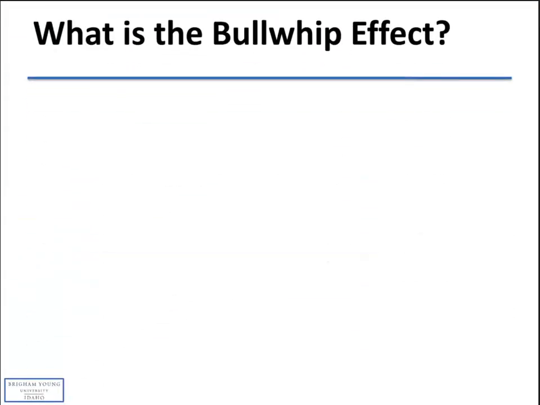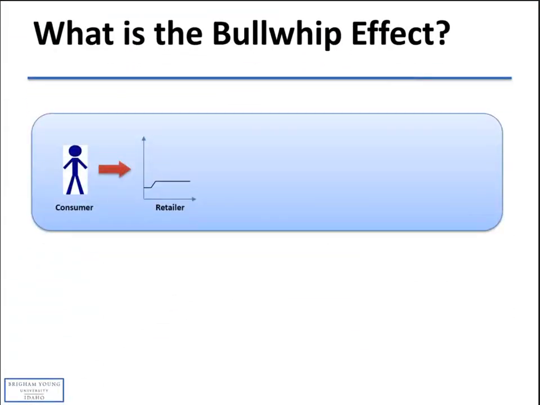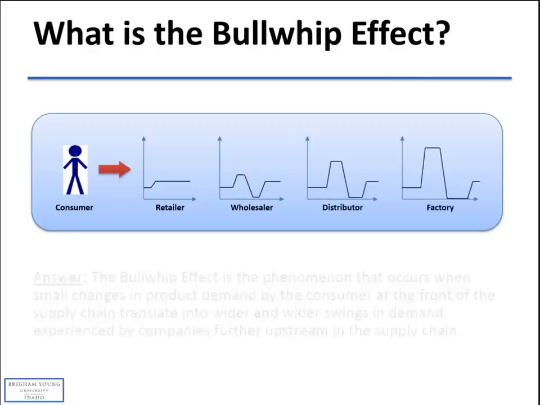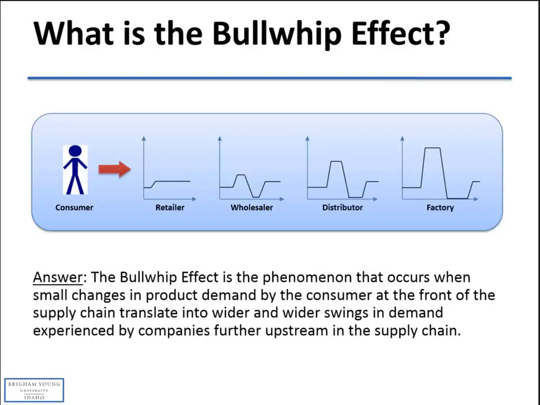What is the bullwhip effect? The bullwhip effect is the phenomenon that occurs when small changes in product demand by the consumer at the front of the supply chain translate into wider and wider swings in demand experienced by companies further upstream in the supply chain. As you can see here, consumer demand, denoted by what is seen in the retailer graph, shows a little uptick in demand, and in response to that demand, the upstream suppliers will see wider and wider swings in demand. Again, this is what the bullwhip effect looks like.